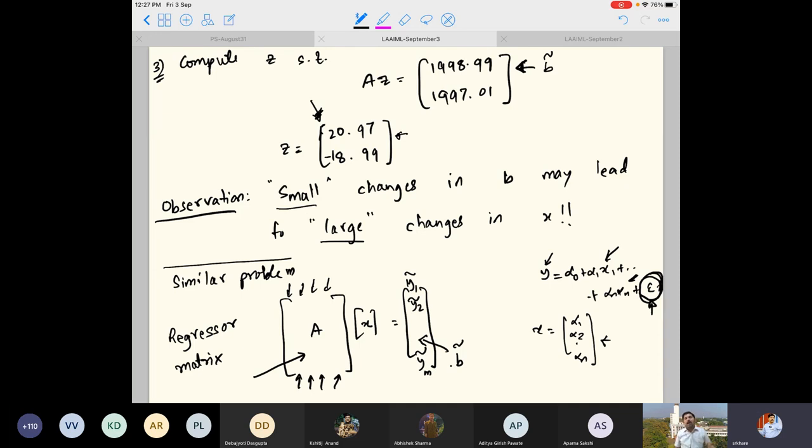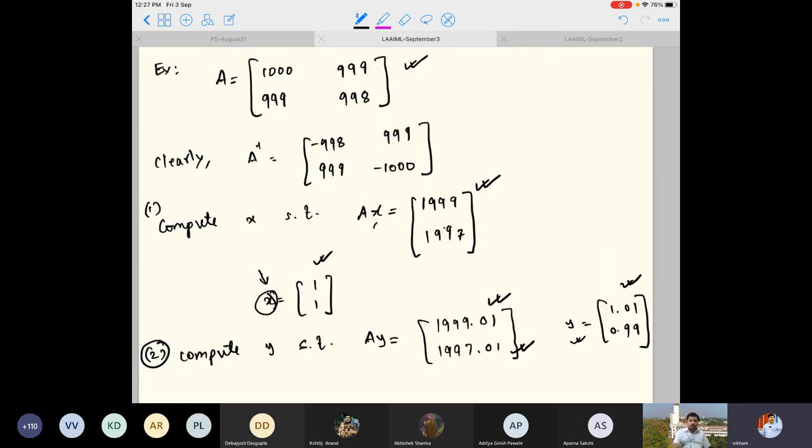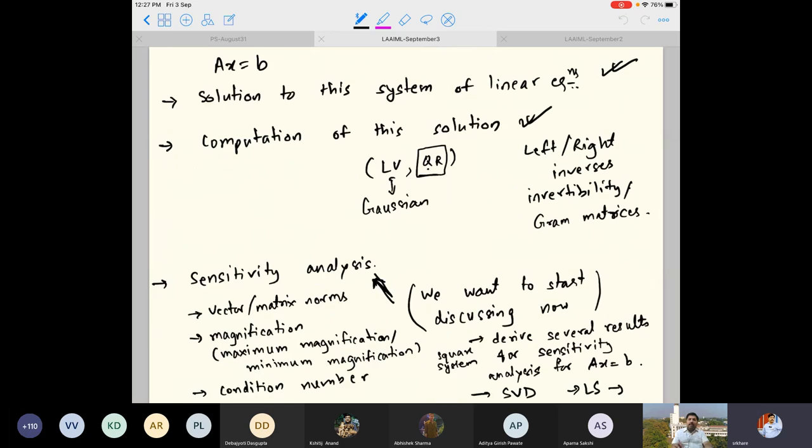So small and large are terms that we will start quantifying through a concept called a norm. That is why we first need to understand what matrix and vector norms are. Once you understand that, you will be able to quantify these perturbations. Then we will see, through the action of A, what the maximum and minimum magnification is. Then we will define something called the condition number, and then we will give some bounds and derive several results.